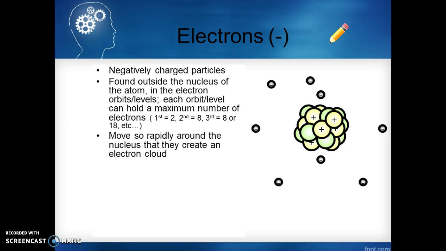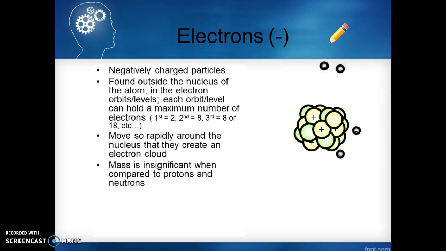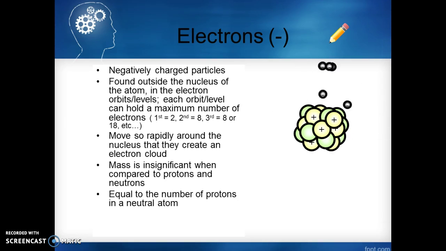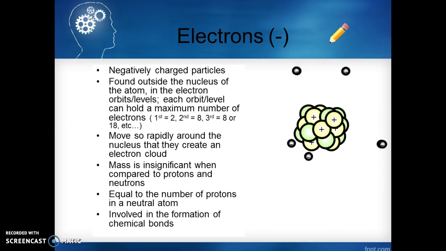Once these shells are filled, electrons must move to a further out orbital. Electrons move so rapidly around the nucleus that they create an electron cloud. Mass is insignificant when compared to protons and neutrons. We call electrons fluff. Now, in a neutral atom, meaning the charges are the same, the number of protons and electrons are equal. Electrons are involved in the formation of chemical bonds.